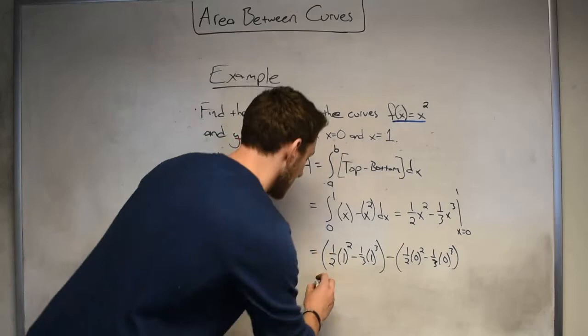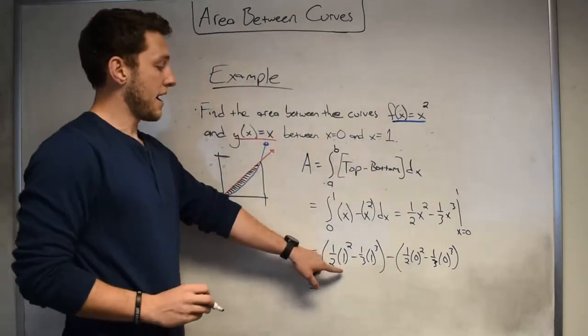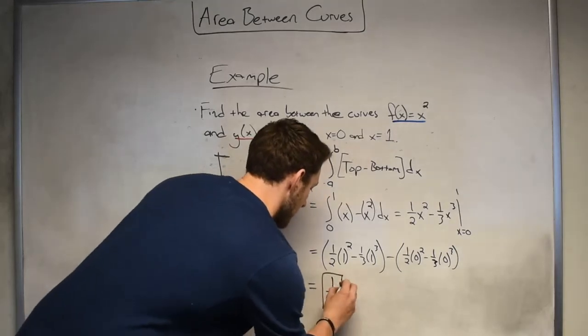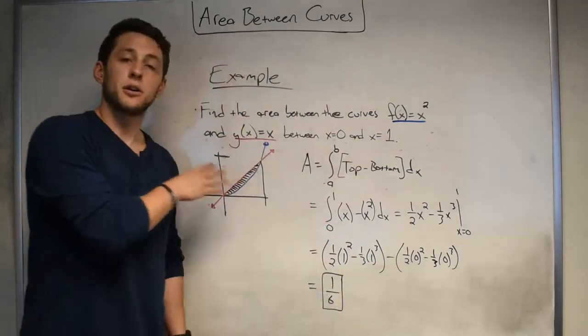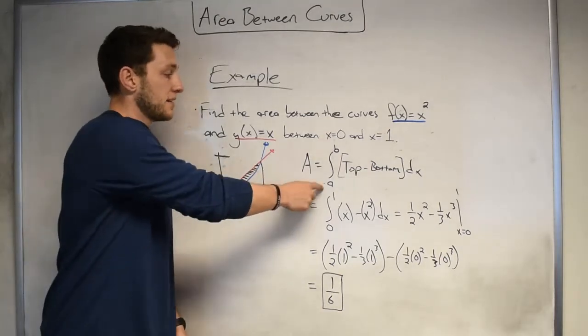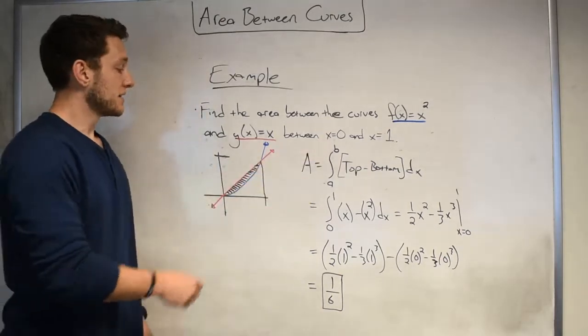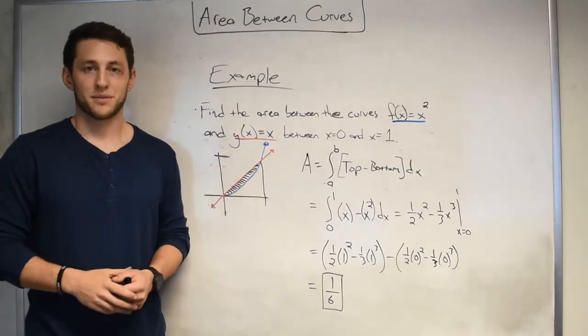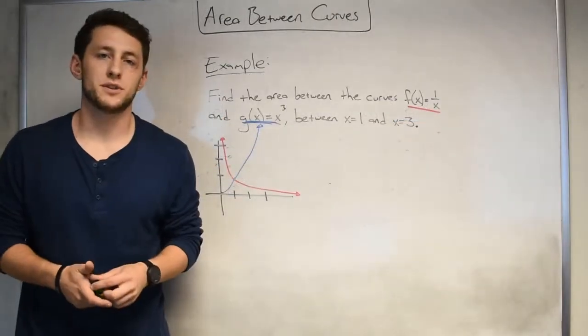This side ultimately becomes 0, leaving us with 1/2 minus 1/3, which gives us an answer of 1/6. A good picture will help, but then just remember left to right, those are our bounds, and then ultimately top minus bottom function. Let's move on to another example.